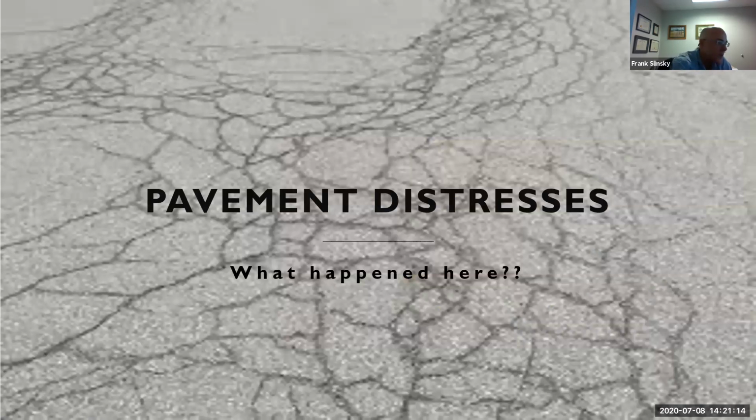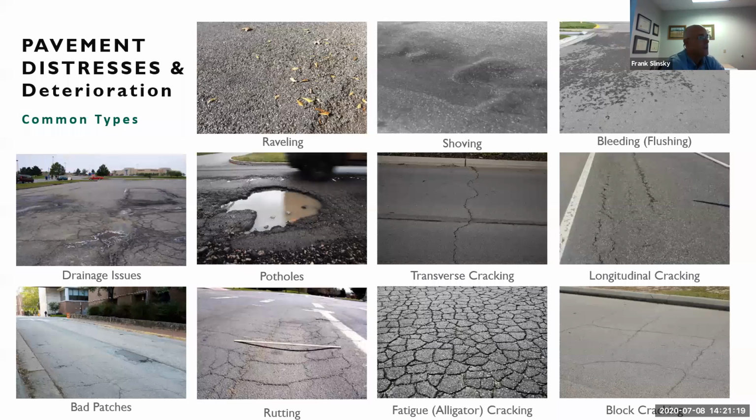So pavement distresses, what happened here? These are common types of pavement distresses: raveling, shoving, bleeding or flushing, drainage issues, potholes, transverse cracking, longitudinal cracking, bad patches, rutting, fatigue cracking, otherwise known as alligator cracking, looks like alligator skin, or block cracking.